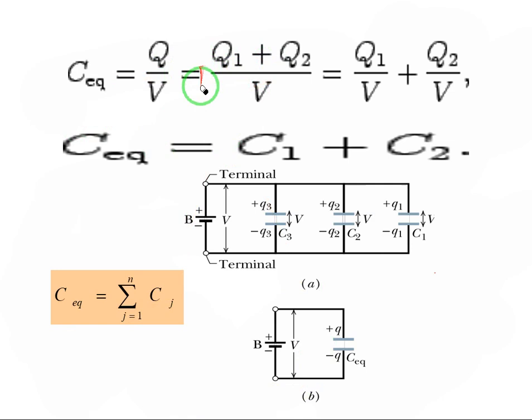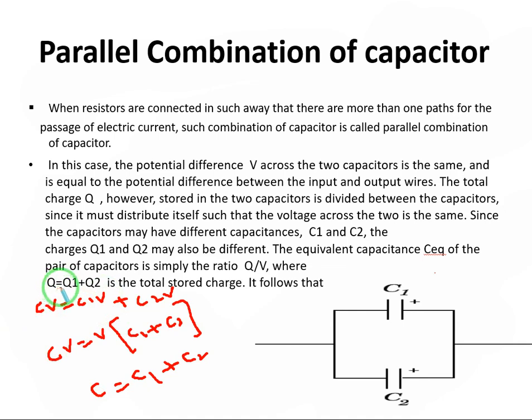This is our formula now. As we know, Q is equal to Q1 plus Q2, and we know Q is equal to CV. So Q is equal to CV, and that will be C1 V plus C2 V. Okay, so now, what is common between these two? V. V is constant, so put it outside in a bracket. So it will be V times the bracket C1 plus C2. So V and V are going to be cancelled. So C will be equal to C1 plus C2.